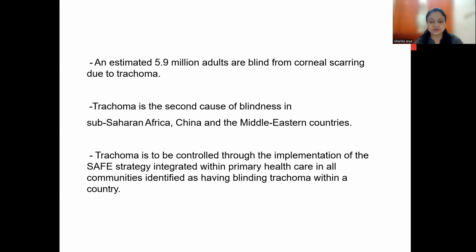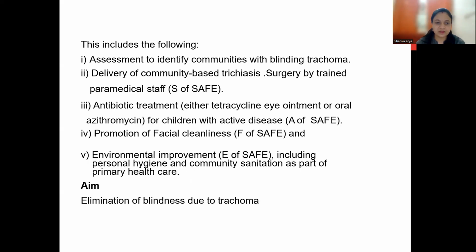Trachoma is to be controlled through the implementation of the SAFE strategy integrated within primary healthcare in all the communities identified as having blinding trachoma within a country. So it is very important to control trachoma. Antibiotic treatment is one part, but the complete protocol of controlling trachoma is known as the SAFE strategy. So what is the SAFE strategy?